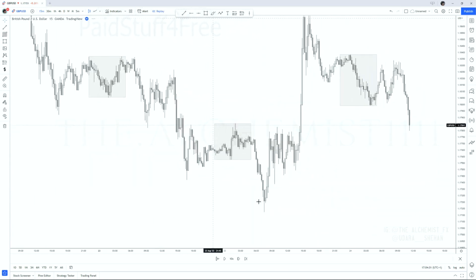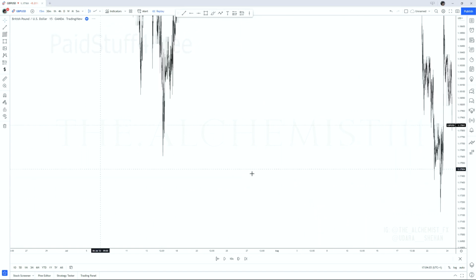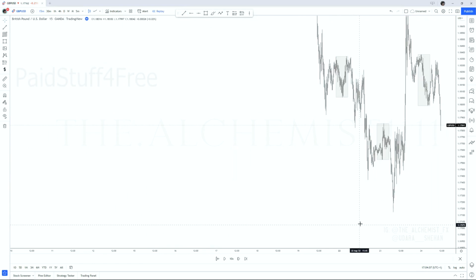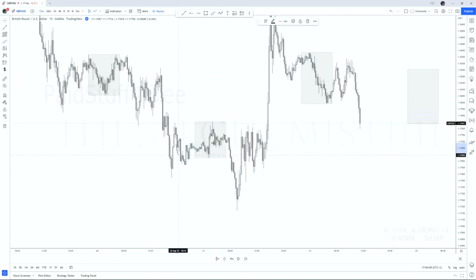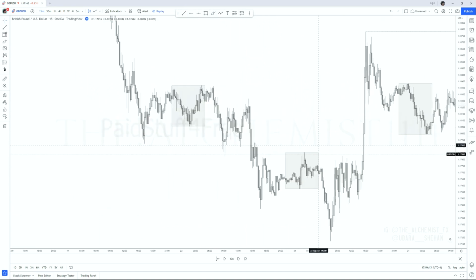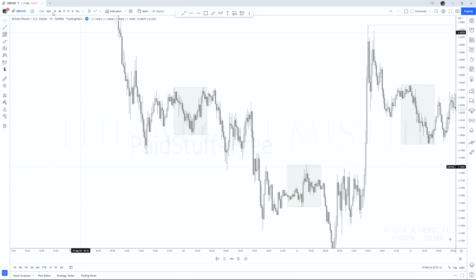This day, of course, I have no idea what happened, because it cleared out a bunch of external range liquidity, even from the weekly time frame. So it just did something and flew up. I don't know what happened. Let's let that day go. Let's look at this day.